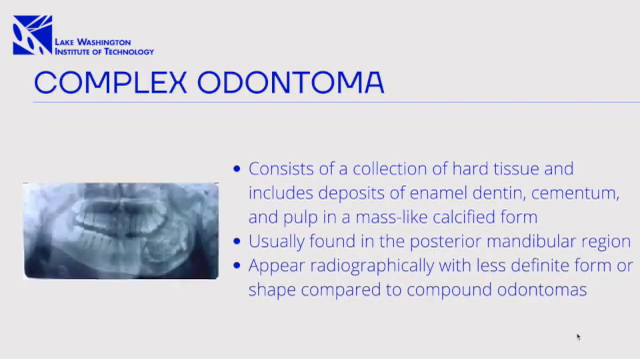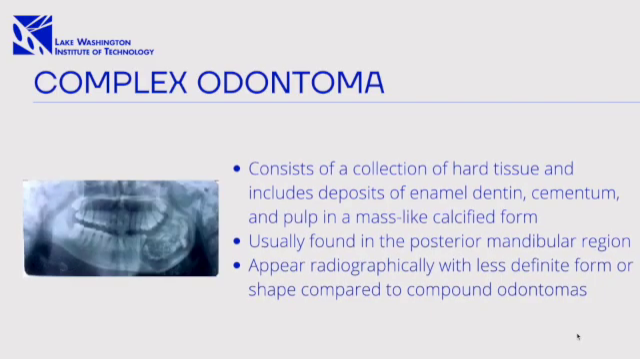The complex odontoma consists of a collection of hard tissue and includes deposits of enamel, dentin, cementum, and pulp in a mass-like calcified form. Complex odontomas are usually found in the posterior mandibular region. Complex odontomas appear radiographically with less definite form or shape compared to compound odontomas.